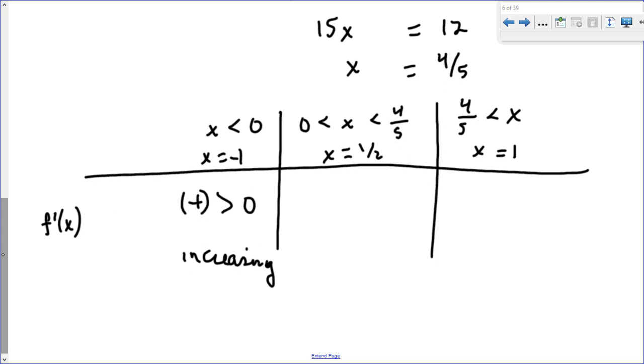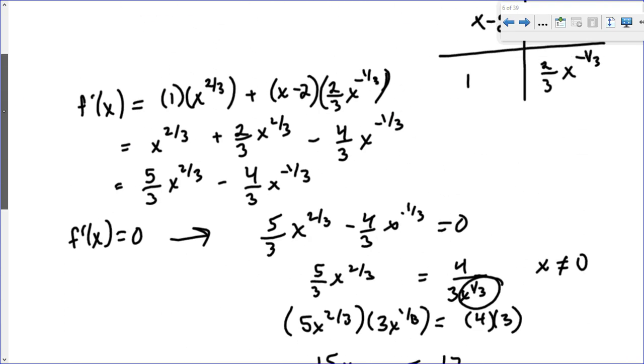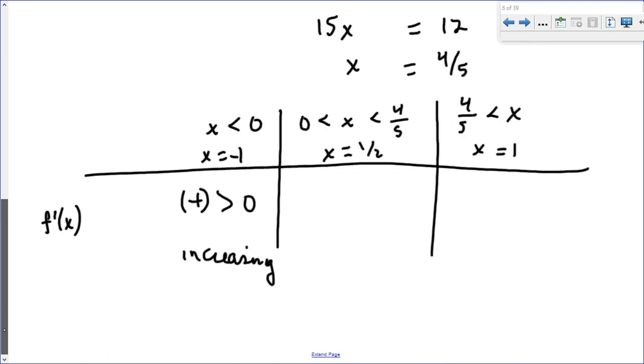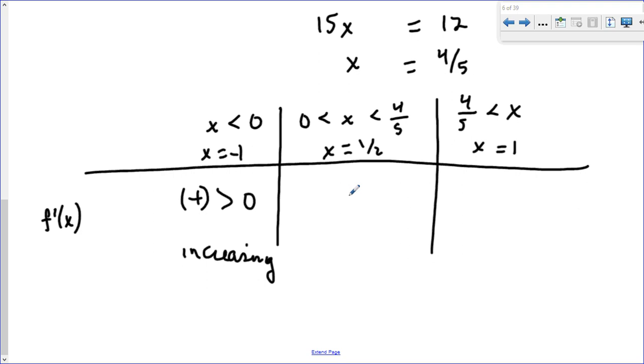At x equals 1/2, it's a little bit more challenging. You can use your calculator for that. You can put positive 1/2 in here, positive 1/2 in here, and raise those values. We get a situation where it's negative.